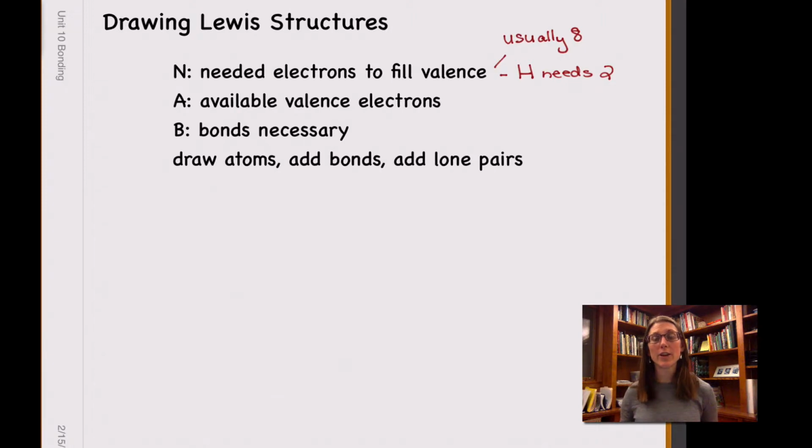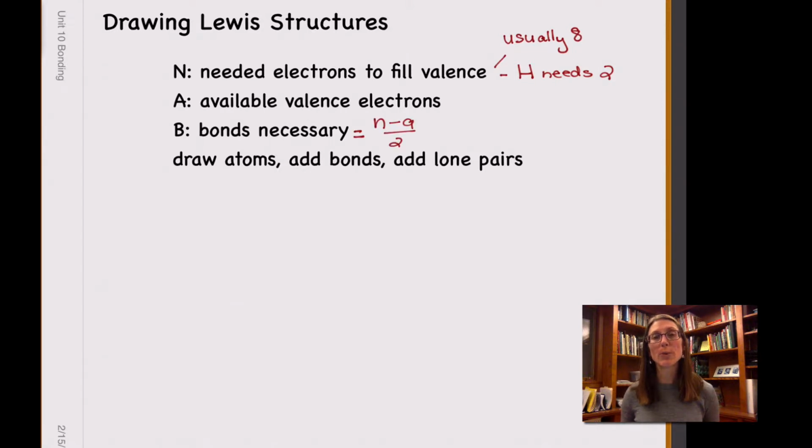Once you've calculated the number of needed electrons, you're going to figure out how many electrons are actually available. That's the A part of the NAB. And you'll do this by looking at the periodic table and determining the number of valence electrons in each of your atoms. Once you have those two pieces, you're going to calculate the number of bonds necessary in order to complete the valence shell for all of the atoms involved. And so to do this, you're going to take the number of needed electrons, subtract the number of available electrons, and divide by 2, because there are 2 electrons in every bond.